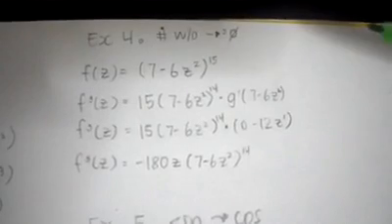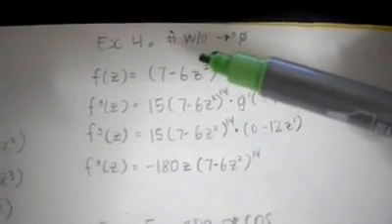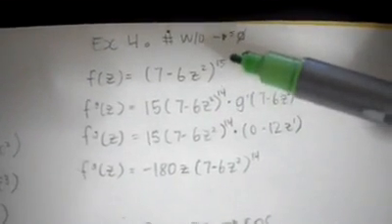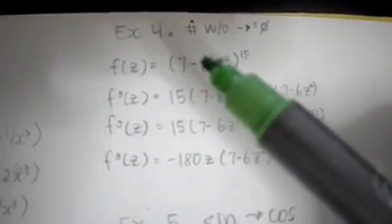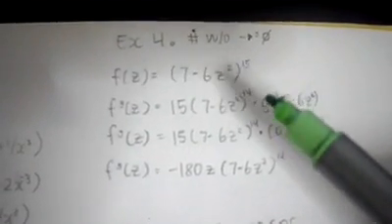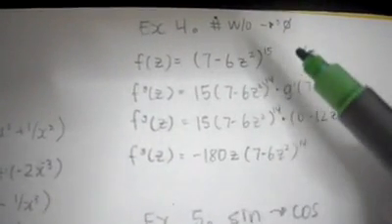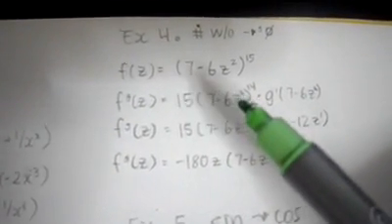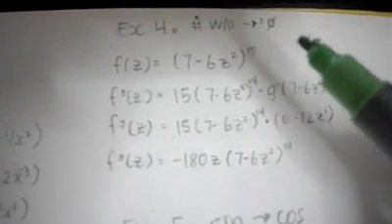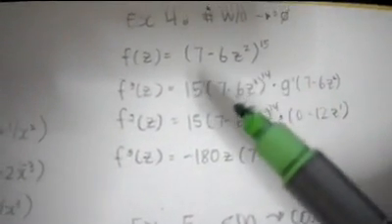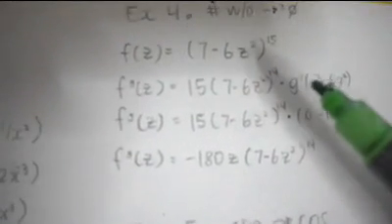This is an easy example of chain rule that uses a number without any exponent, and therefore its derivative equals 0. The function f of z is given by the equation 7 minus 6z squared to the power of 15. Its derivative is 15 times 1 times 7 minus 6z squared to the power of 14, since it's 15 minus 1, times the derivative of the inside function, 7 minus 6z squared.